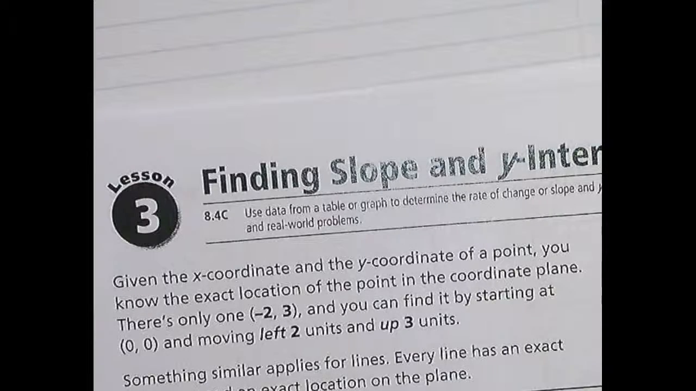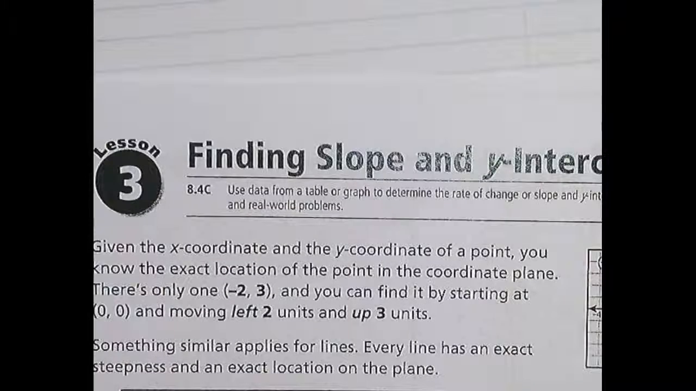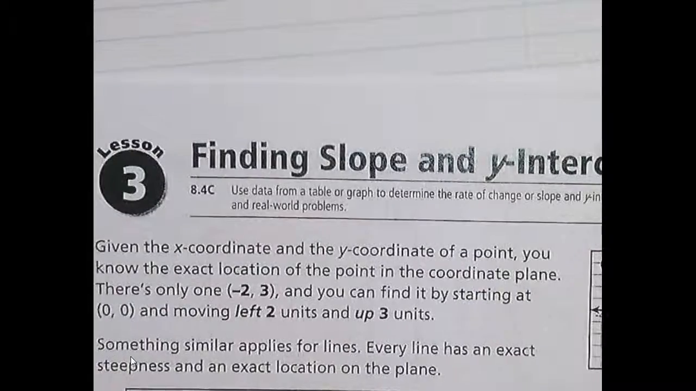Alrighty, so here's the next day or two. We did find slope and y-intercept. Some of these are hard to do. Some of these are pretty darn easy. Now, I don't have a problem with you missing the hard stuff. It's the easy stuff that drives me crazy. Just pure crazy. So, slope and rate of change are the same words.